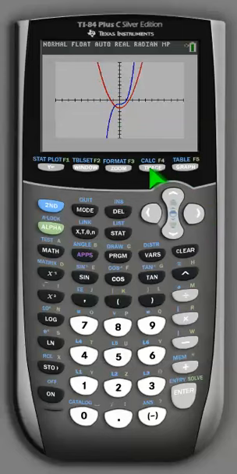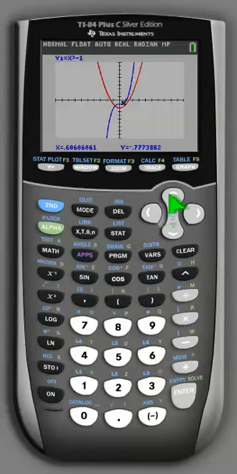So I'm going to click trace, and we see where the cursor is, and we see it's on the blue function because the blue shows up here and here, and the function shows up here. And then I just click and move along my graph.